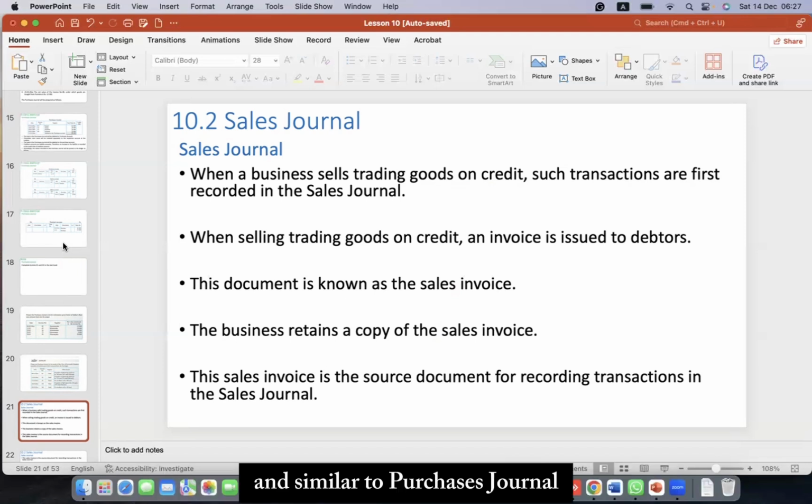And similar to the purchases journal, the sales journal also has a source document. We call it the sales invoice. In the purchase journal, we call it the purchase invoice. Okay. And any business retains a copy of the sales invoice for reference purposes.